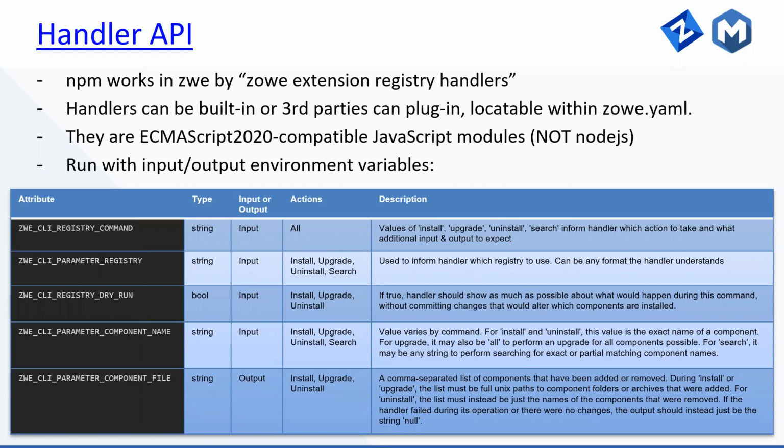And in the case of the React demo, when I asked for one thing and got two instead, that means that the parameter component file argument at the end here was a comma separated list of two items because I installed two things. So the input was just the string React sample, but the output was two paths on disk because NPM downloaded the packages and extracted their content. And so now ZWE does not need to care how they got there. It just needs to know that the package manager has put something there that Zowe can now use.